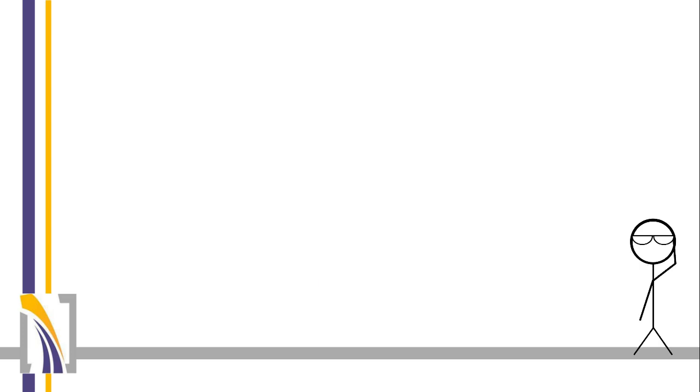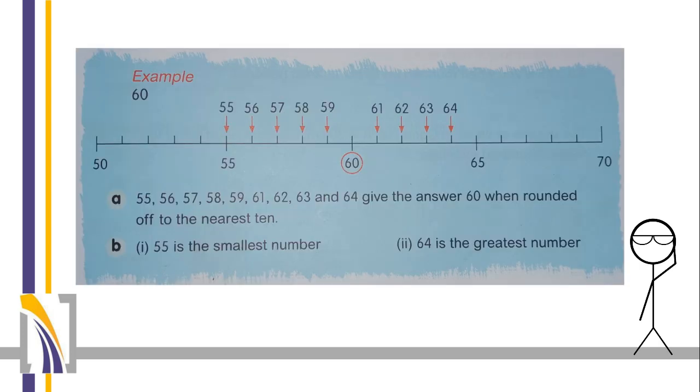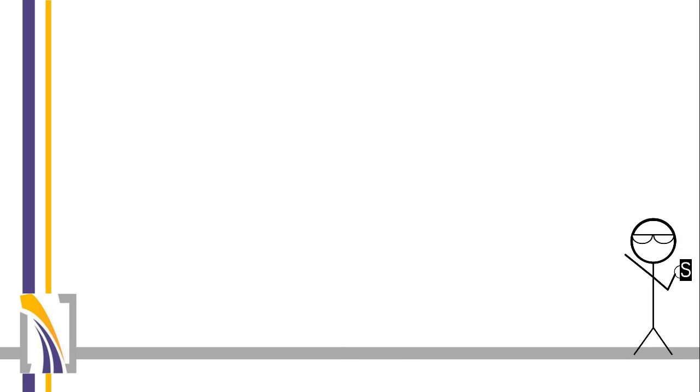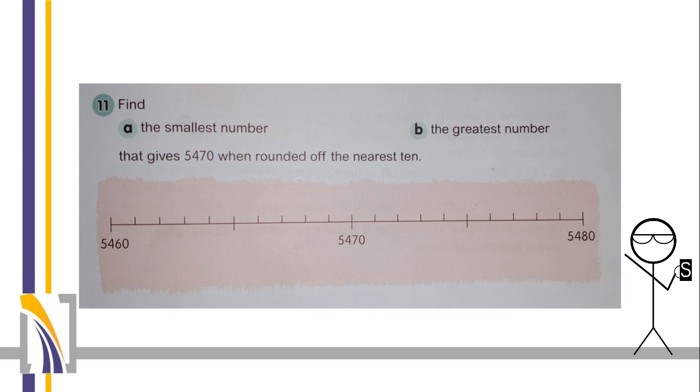Alright, now let's look at this example. As you can see in this picture, if we want to round a number to 60, we need to find out which one is the smallest number and which one is the greatest number. For the smallest number, it will be 55, while the greatest number is 64. I hope you understand this one. Now, let's try this exercise. Please pause the video and then continue after you finish doing it.